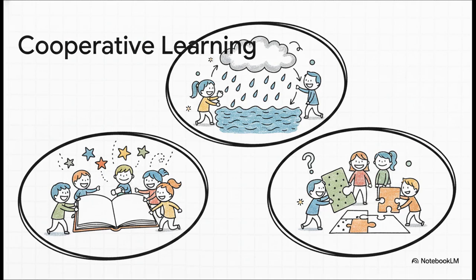Now, you might be thinking, how do I actually do group work in my specific subject? It's way easier than you think. In science, have small groups draw and label a water cycle chart together.